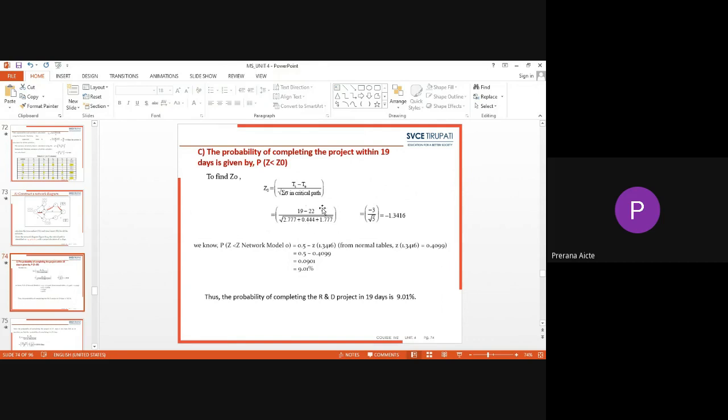By substituting all the values in this expression, we get a value of minus 1.3416, and based on the normal distribution tables for minus 1.3416, we arrive at the final probability, which turns out to be 9.01%. Therefore, the probability of completing this particular R&D project within 19 days is only 9.01%.